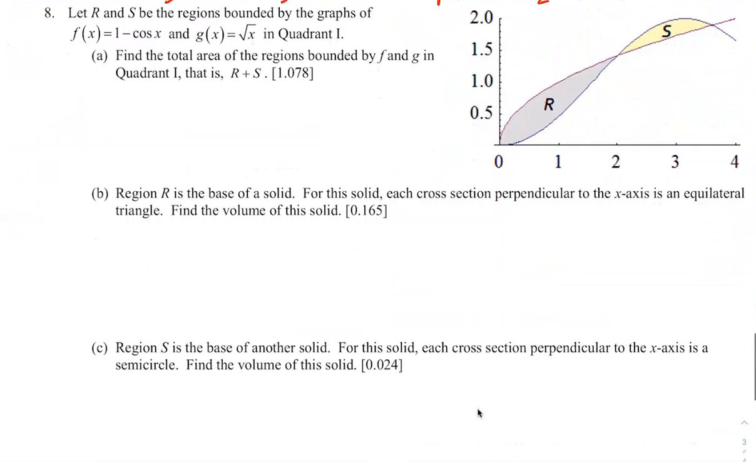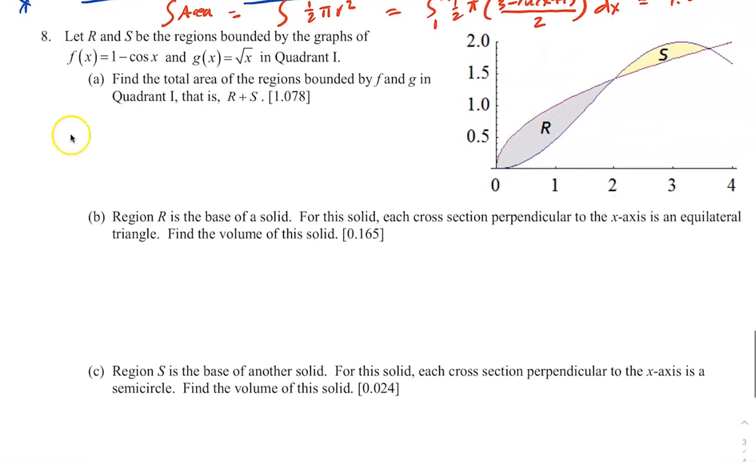Question 8. Let R and S be regions bounded by the graphs of f of x is 1 minus cosine x, g of x is square root of x, and quadrant 1. Find the total area of the regions bounded by f and g. So we have to find the total area, so R plus S together. First, just like before, we have to find our limits. So let's figure out where they intersect.